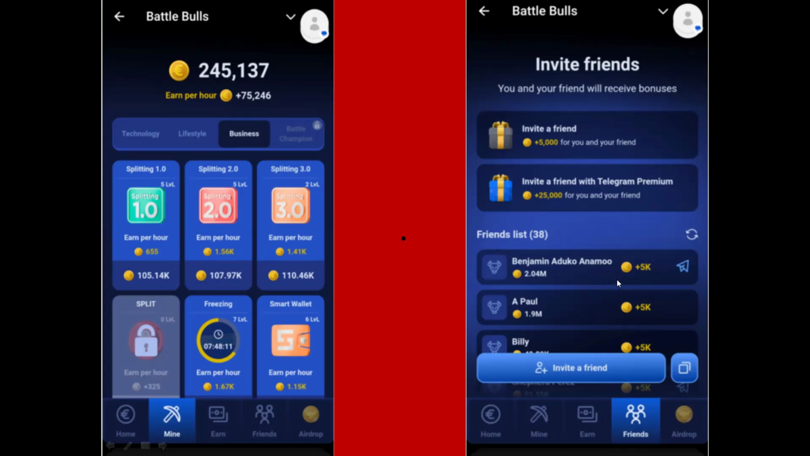It's very, very important. So you see, it is even written here that once you invite a friend, you are going to get a commission of what? 5,000. This is for somebody who has just the normal Telegram.